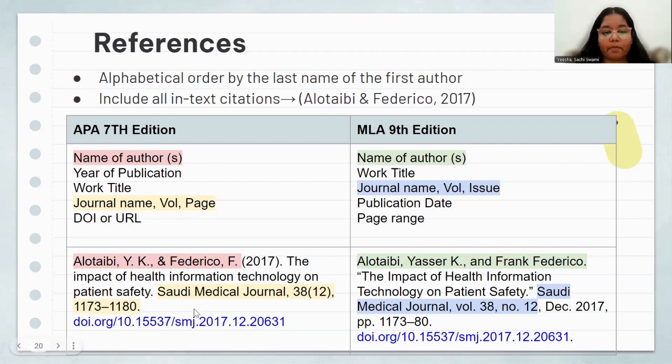So here is an example. The name of the author, there are two authors. If there are multiple authors, you have to mention all of them, and the name of the publication, year, the journal name, and the DOI. Similarly, in MLA, you start with the name of the author, the work title, journal name, publication date, and the page range. So depending upon the requirements, you can use either of the referencing styles, but you have to make sure to give credit to the author.